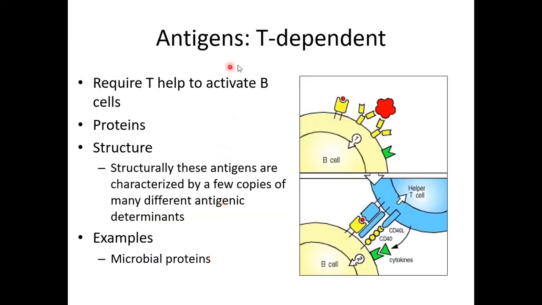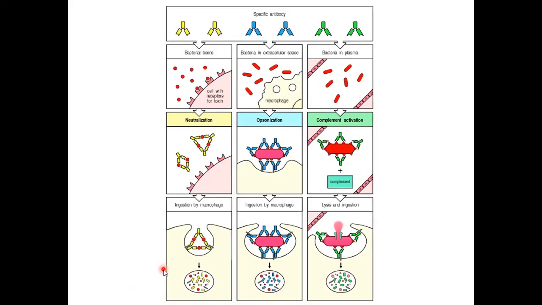Now the antigens which are T dependent. These antigens require the help of T cells to activate B cells. These are proteins, and structurally these antigens are characterized by a few copies of many different antigenic determinants. Examples include microbial proteins.